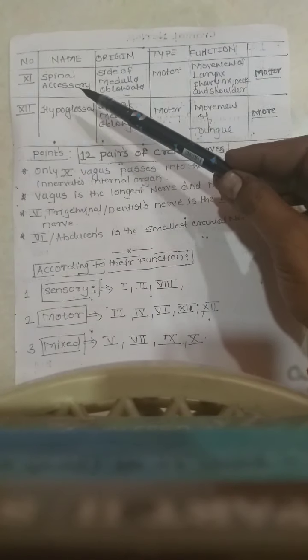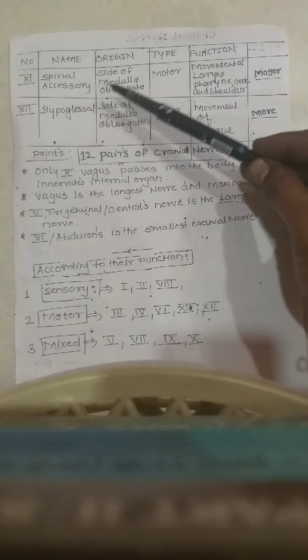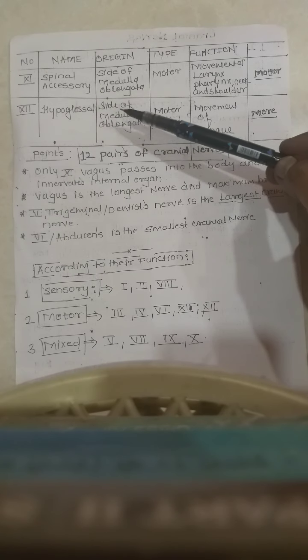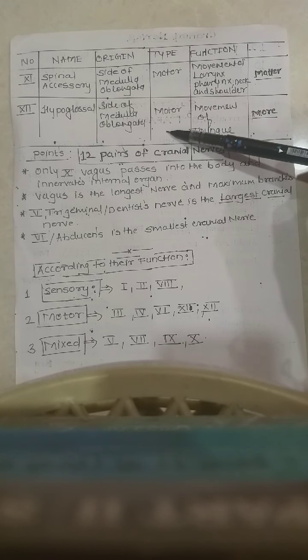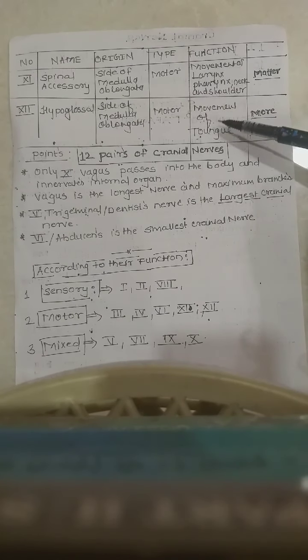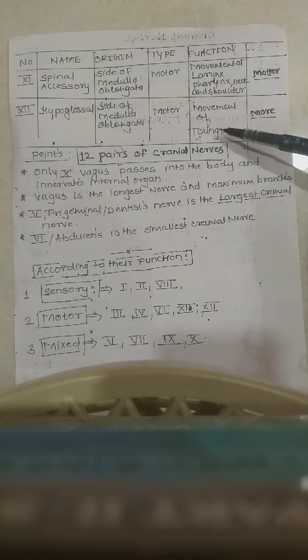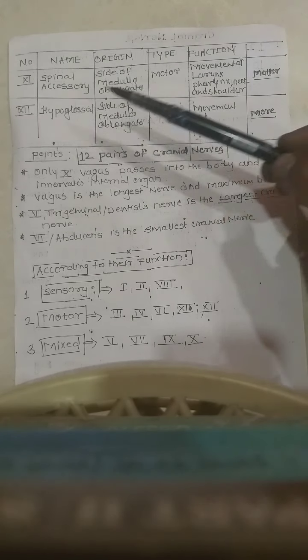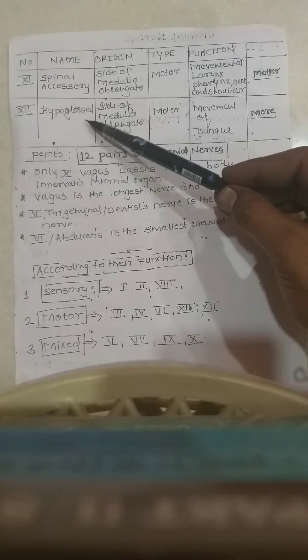And followed by the spinal accessory, the 12th last nerve is the hypoglossal. The origin of hypoglossal is the side of medulla oblongata, and type of this nerve is motor, and function is movement of tongue. Movement of tongue is carried out by the hypoglossal nerve.